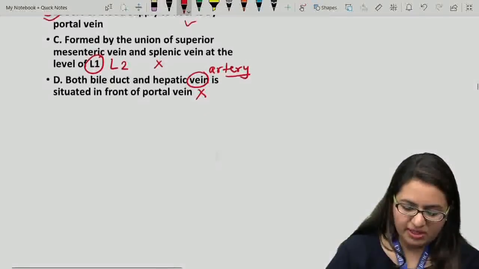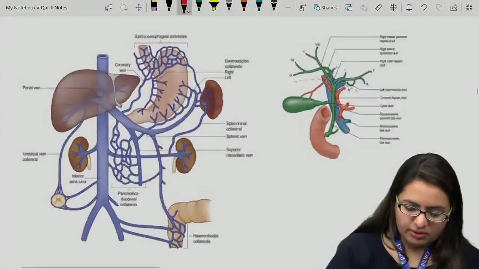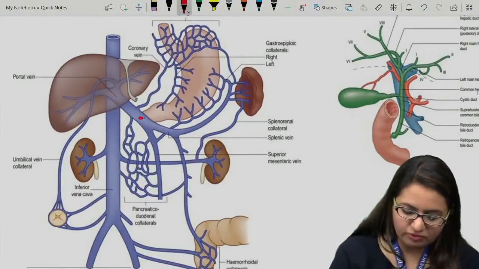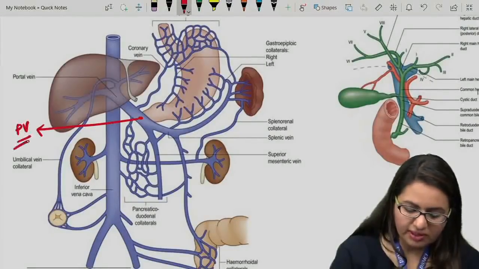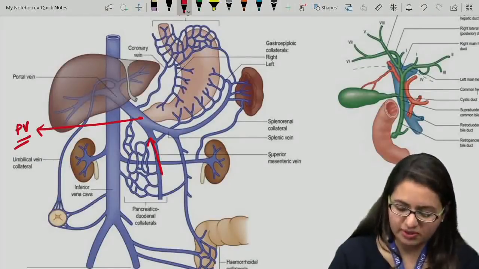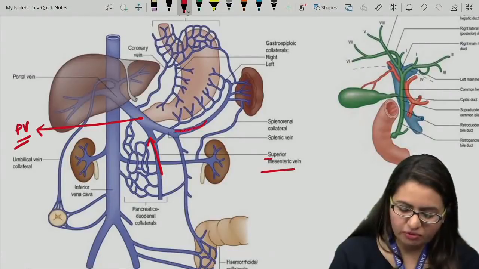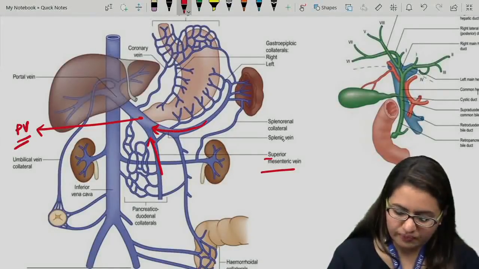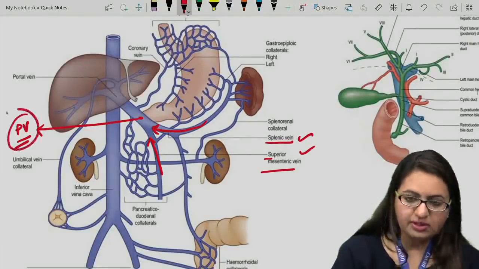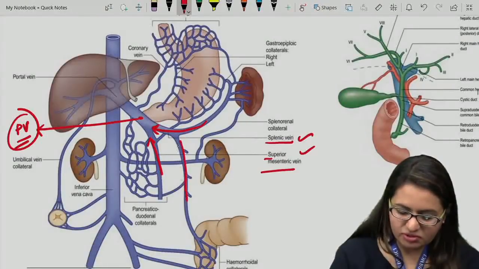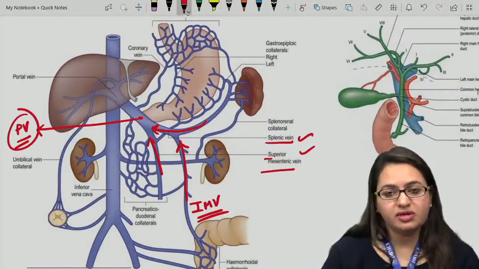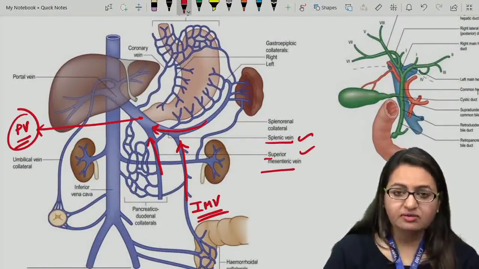Now if we visualize the picture, this is the formation of the portal vein. This is the portal vein, and it is formed by the union of the superior mesenteric vein, which is coming from here, and the splenic vein, which is coming from here. So the splenic vein and the superior mesenteric vein unite to form the portal vein. Apart from this, another vein, the inferior mesenteric vein, drains into the splenic vein, so the blood from the inferior mesenteric vein also reaches the portal vein. So this is regarding the formation of the portal vein.